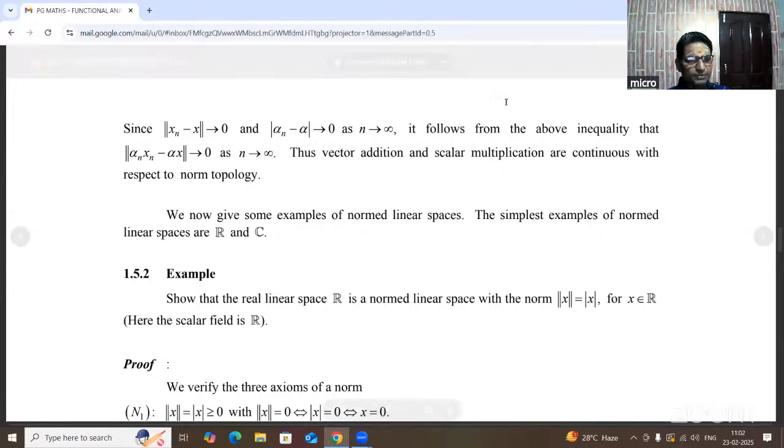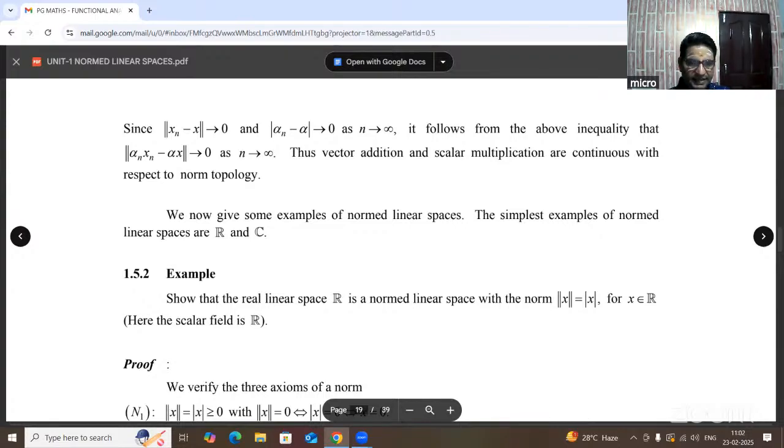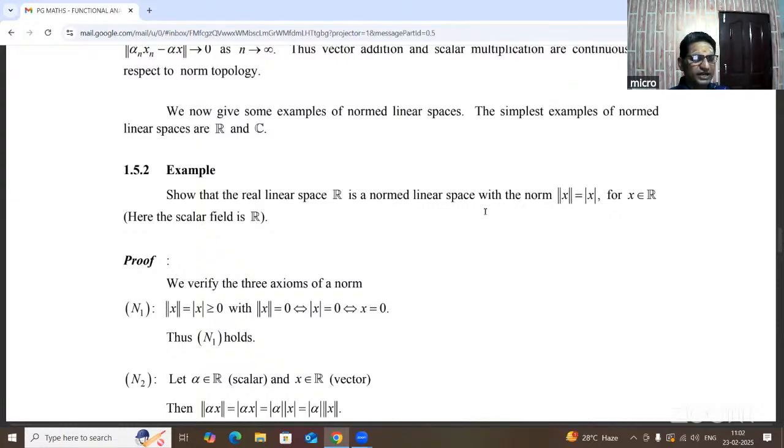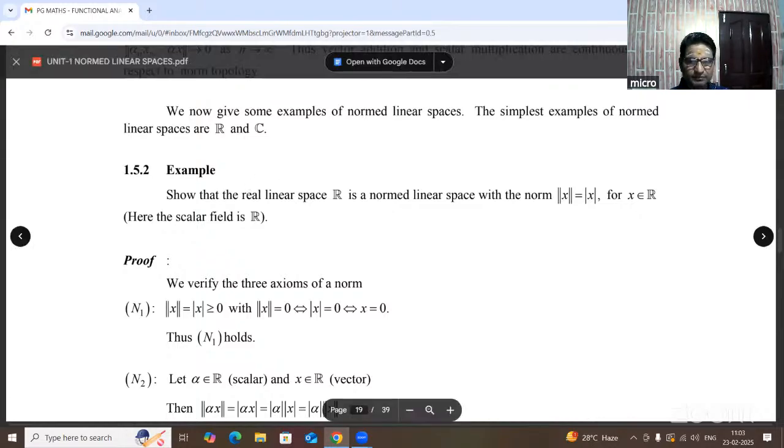Now some other examples of normed linear spaces. You just have to see and refer here. Okay. Now what are the examples of normed linear space for real numbers and complex numbers? Okay. Now just refer to 1.5.2. This is one of the well-established examples of a normed linear space.